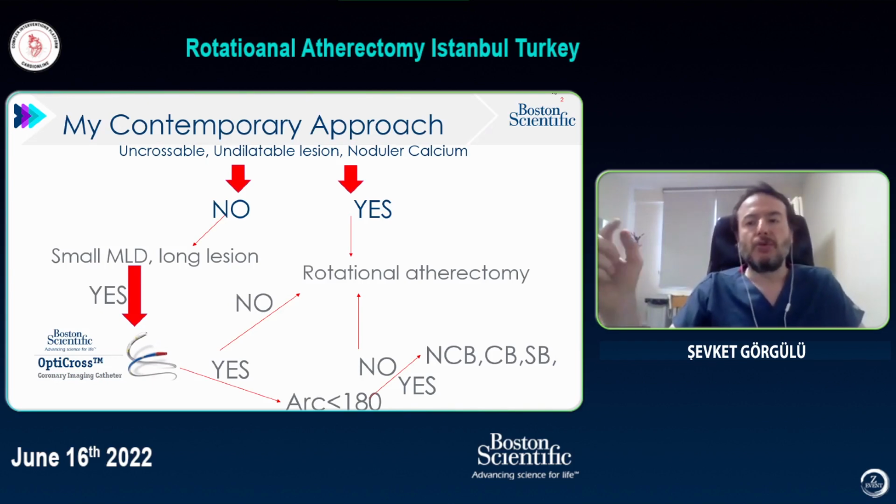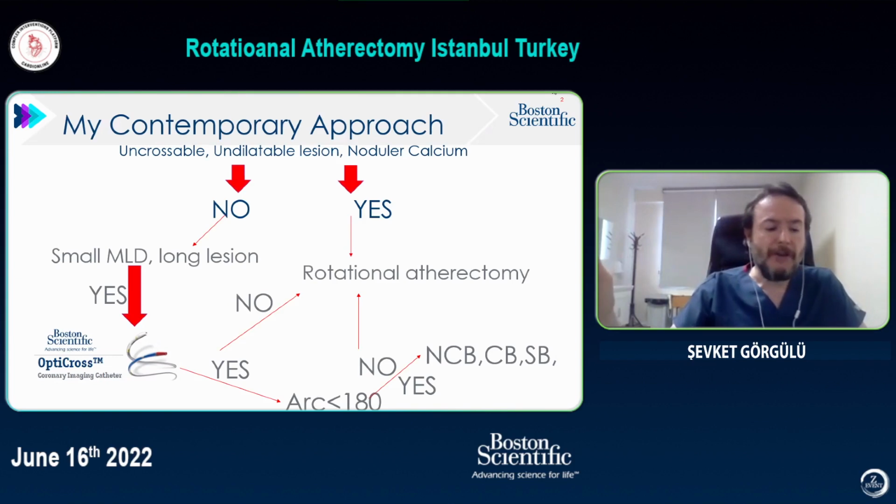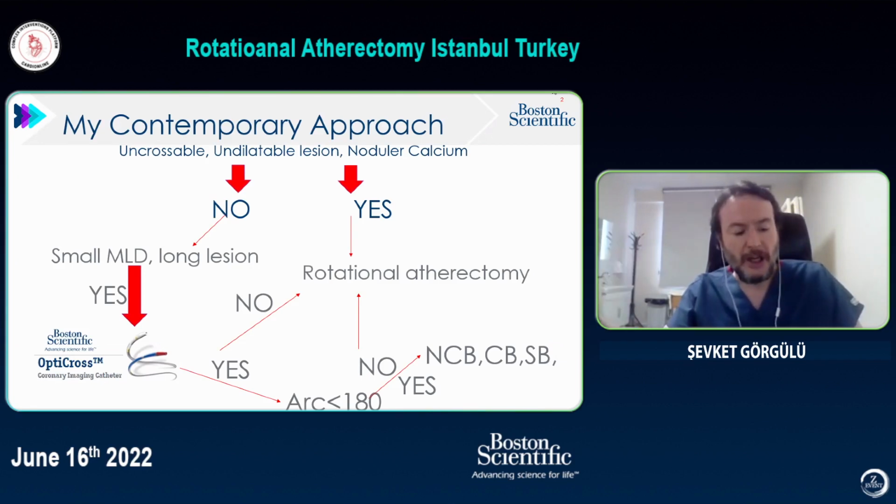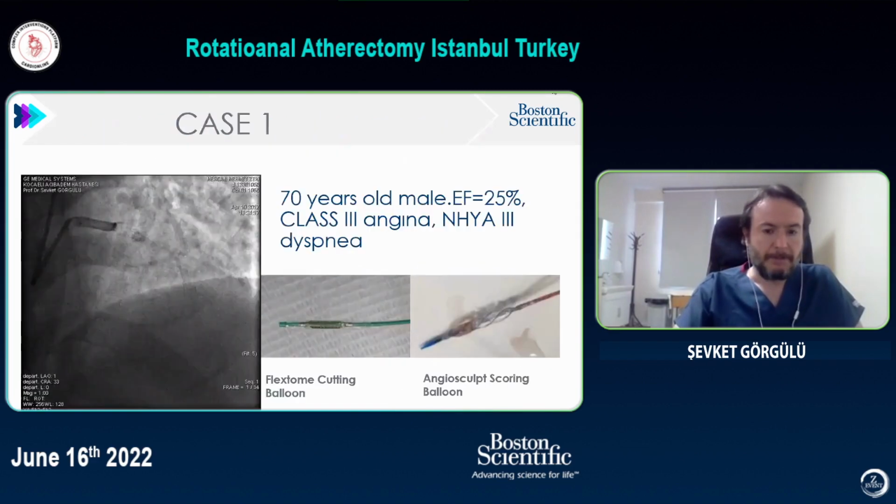If we have a 2.0 or 2.5 millimeter small vessel, long lesion, if the IVUS probe passes, then I look at the arc of the calcium. If it's below 180 degrees, then I'm trying first with non-compliant balloon, cutting balloon, or scoring balloon. If the arc is greater than 180 degrees, then this is a rota case again for me.